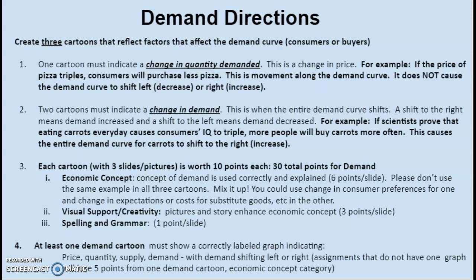So let's talk about the demand portion first. So one cartoon needs to indicate a change in quantity demanded. And that's the whole reason that demand is downward sloping, because at a high price, consumers are either less willing to purchase or less able to buy a certain product. So at a high price, the quantity demanded is lower, and at a low price, people buy more. It's just common sense based on a change in price that there will be a change in quantity demanded.